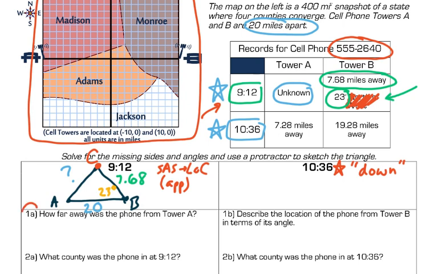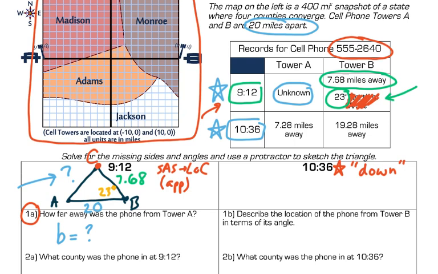So for question 1A, it says, how far away was the phone from tower A? And that's the blue question mark over here. So go ahead and use your app, and if you put everything in the right place, you'd be solving for basically side B. So go ahead and do that. I'm not going to put the answer here because I think that's something you can just plug in and see.